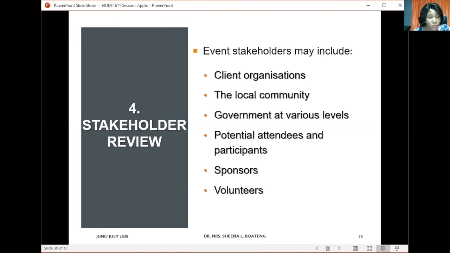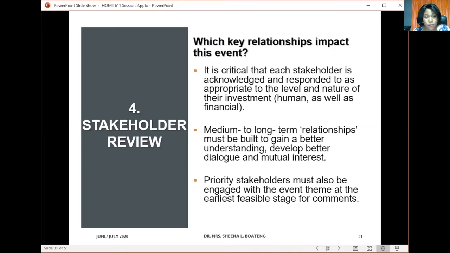So this is just a few of the stakeholders that an event professional can talk about and pay close attention to when it comes to designing the event.